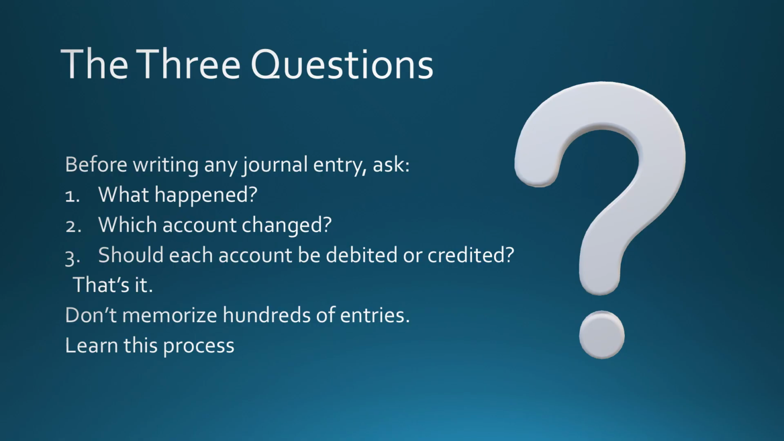Before you enter any journal entry, before you record anything in your journal, you must ask yourself these three questions. What happened? Which account changed? Which account is affected by this thing that just happened? And should each account be debited or credited? Don't memorize it. Just understand. What happened? Which account is involved? And how did it change? How was it affected?